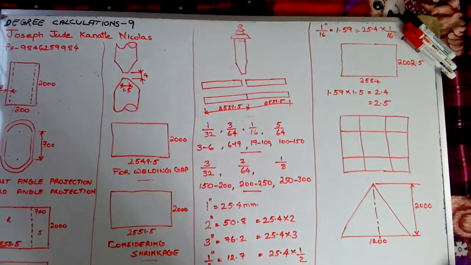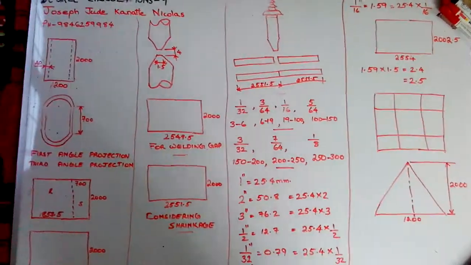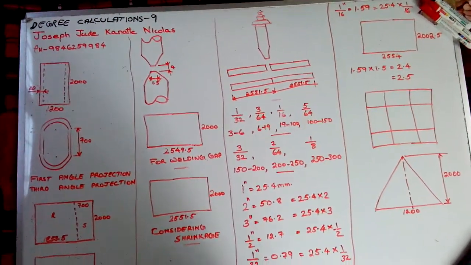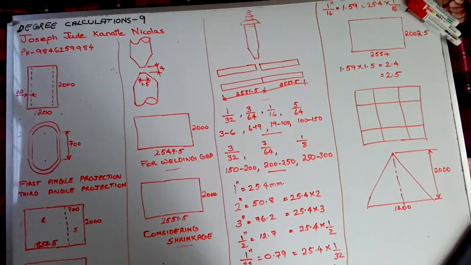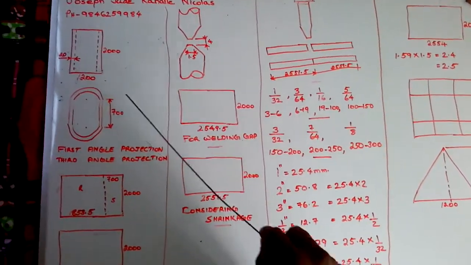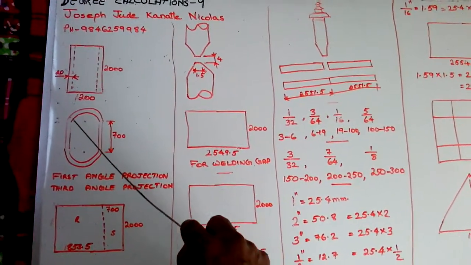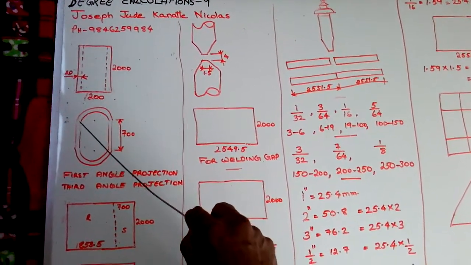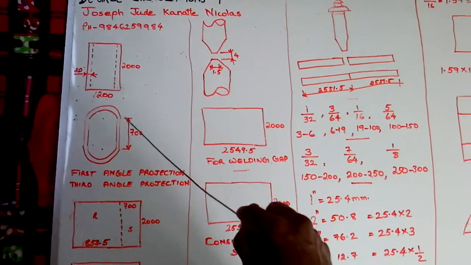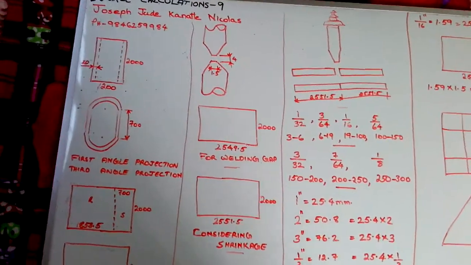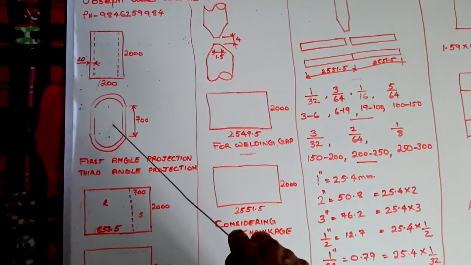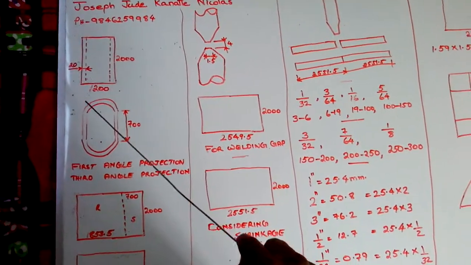Last time, when we were doing the 8th episode of Degree Calculations, we were studying how to make pattern developments of a certain job. The job was this kind of one. Both ends had half rounds, and in between there is a straight portion. Last time I had drawn its plan and its elevation here.